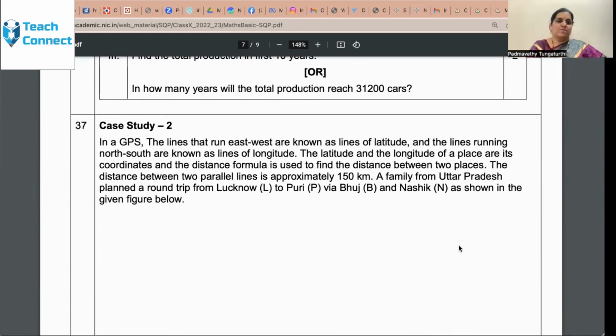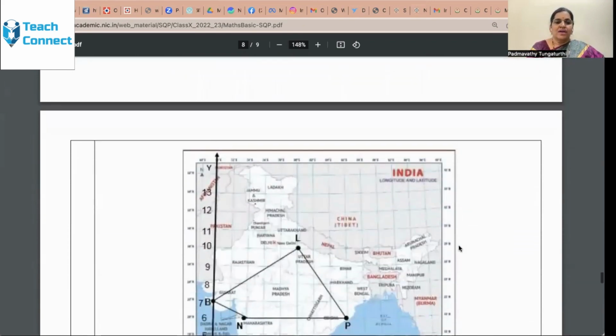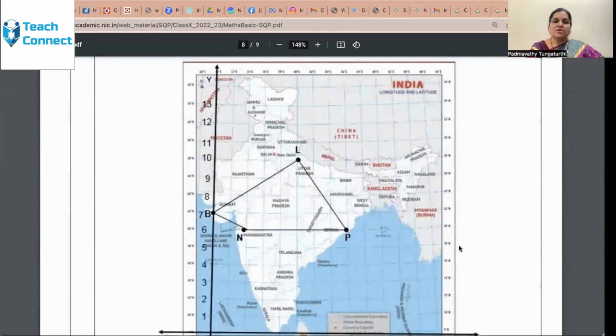Now the case study 2. In a GPS, the lines that run east-west are known as lines of latitude, and the lines running north-south are lines of longitude. See what are latitudes, what are longitudes given. The distance between two parallel lines is 150 kilometers. Lucknow, Puri, Bhuj and Nasik are shown. Yes, this is the picture. Bhuj is in Gujarat, and Puri is in Orissa. Geographical knowledge also has to be given.